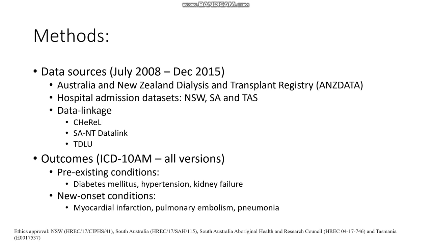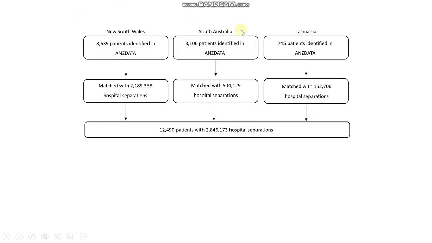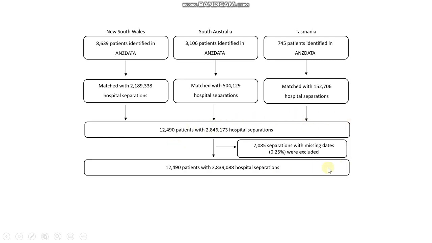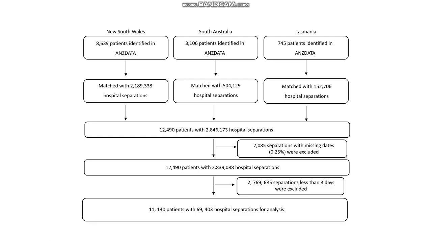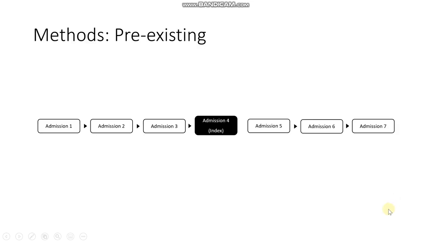pulmonary embolism, and pneumonia. So when we combined all datasets, we were left with over 12,000 patients with just under 3 million hospital separations. We excluded separations with missing dates, and we also excluded hospital admissions with less than 3 days, because often recording of comorbidities in day-only dialysis and day procedure admissions are often not comprehensive. This left us with just over 11,000 patients and over 69,000 hospital separations for analysis.